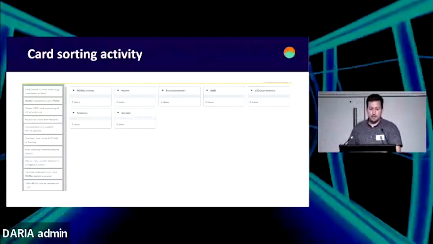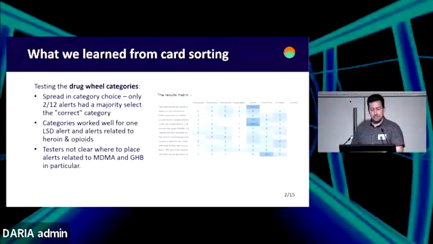Testers are asked to drag and drop the alert titles into groups based on where they would expect to find it. What we learned testing the drug wheel is that those existing sets of categories might not be that helpful. Only 2 out of the 12 alerts had a majority select the correct category. The categories work well for LSD, heroin and opioids, but the testers found it really hard to place MDMA and GHB in the correct categories.